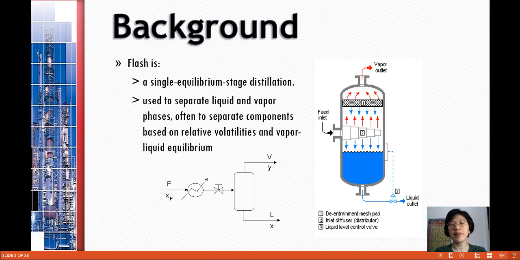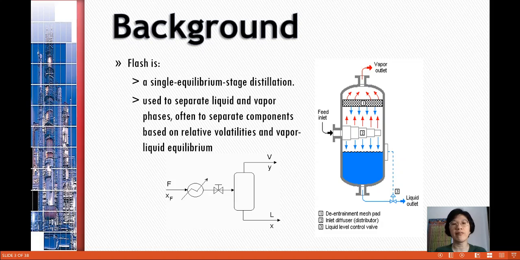A little bit of revision that we should go through about flash drum, and I believe most of you have learned it in unit operation. A flash drum is actually a single equilibrium stage distillation, and it is normally used to separate liquid and vapor phases based on the principles of relative volatilities and also vapor liquid equilibrium. It's just like the principle used in the distillation column.